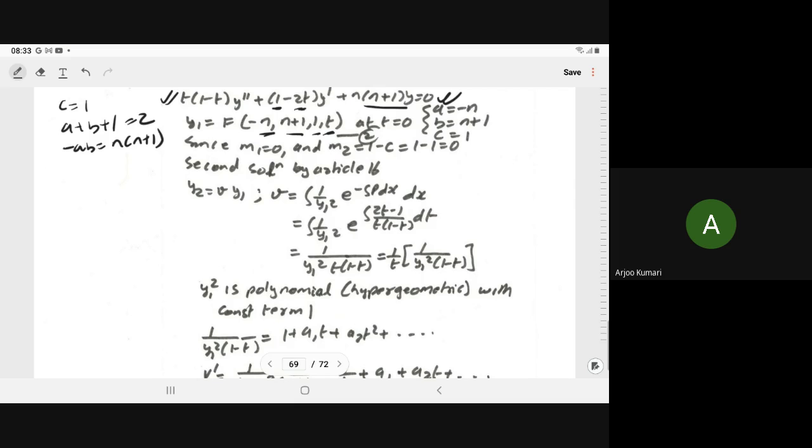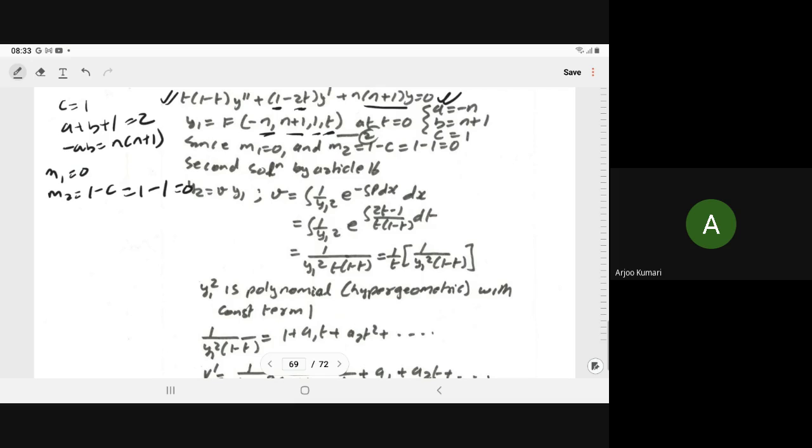Now what are the roots of the indicial equation for the hypergeometric equation? In general, we have the root m1 is equal to 0 and m2 is equal to 1 minus c. And c is what here? c is 1. So it is 1 minus 1, that is 0. It means we have m1 is equal to m2. For this equation, we have m1 is equal to m2. It means by theorem A, we have only one series.